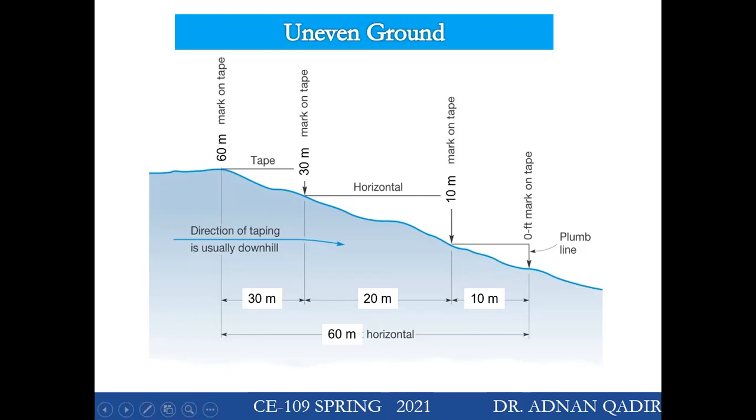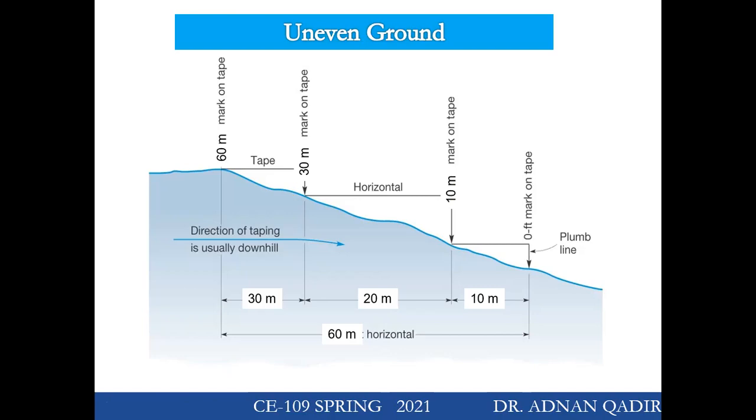and you go full tape length, which can be 30 meters, and you have to keep the tape horizontal and drop a plumb bob from this point and insert a peg here. This is one tape. Then what you do is start from this point, keep the tape horizontal, and drop the plumb bob here. Actually, a plumb is always perpendicular to the earth.